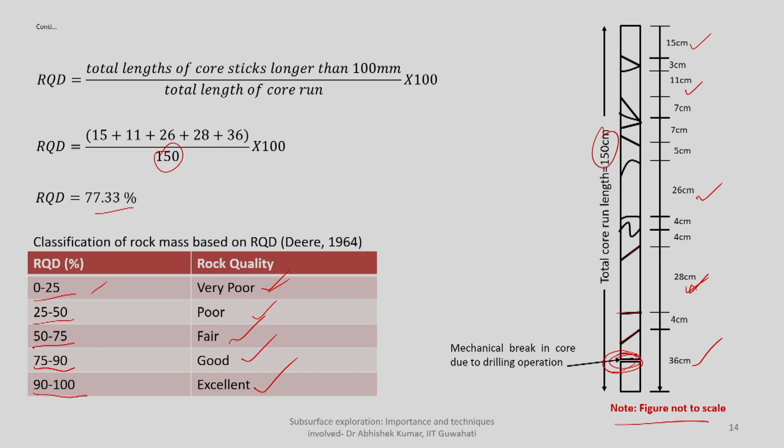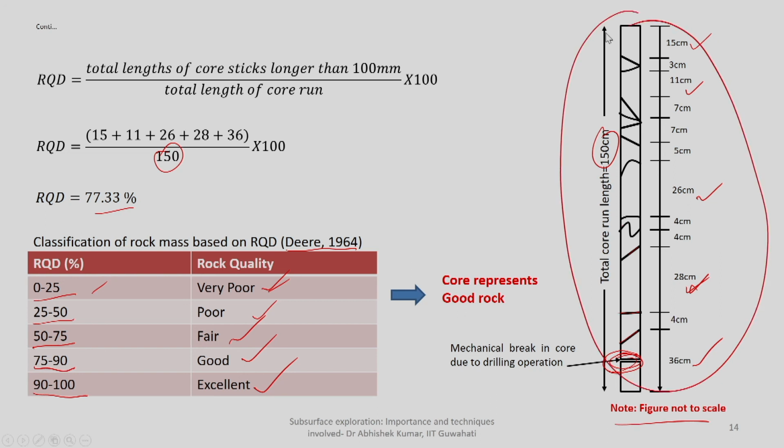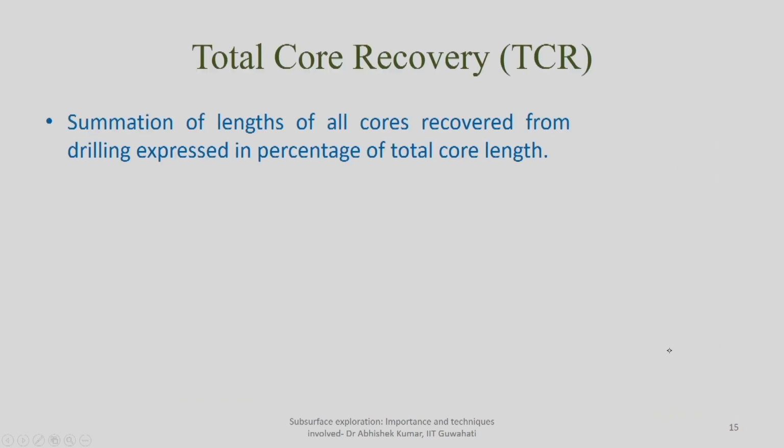As we have calculated here, as per this Deere 1964, this core which is shown here will be classified as good rock. Same way you can go with total core recovery, that will give you an indication of overall, when you started collecting the core from a particular level, what percentage of core you could recover. This is how you define total core recovery: the total length of cores, even small pieces, how many cores you could recover.